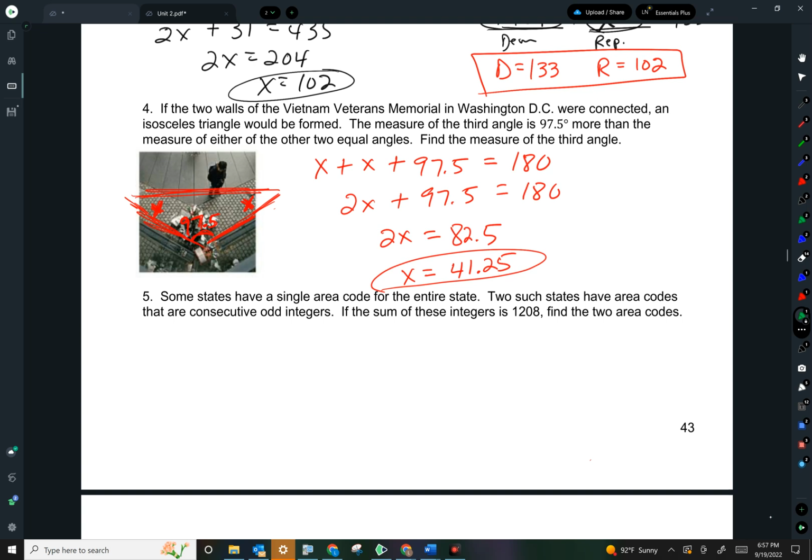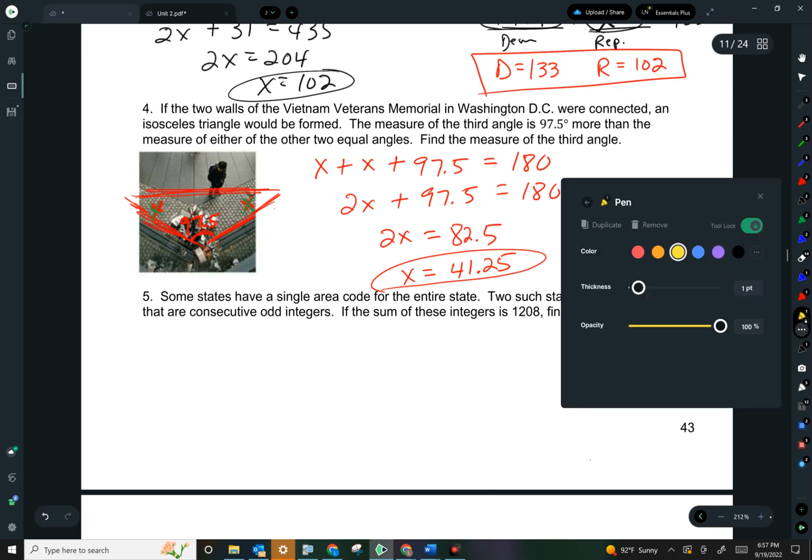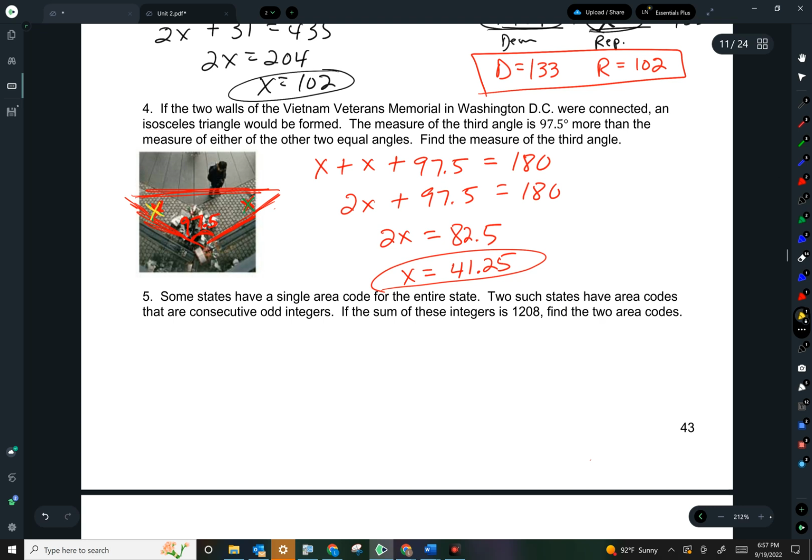So we have the two angles up here that are both the x. Let me get a color that stands out a little bit. So the two angles they gave us up here were the x. But right here, do you see where it says the measure of the third angle is 97.5? When I was reading it, I just stopped right there and said the third angle was 97.5. But notice it keeps going. It says 97.5 more than the measure of either of the other two sides. So they're saying this angle is not just 97.5, but it's 97.5 more than, so plus, the other angle.